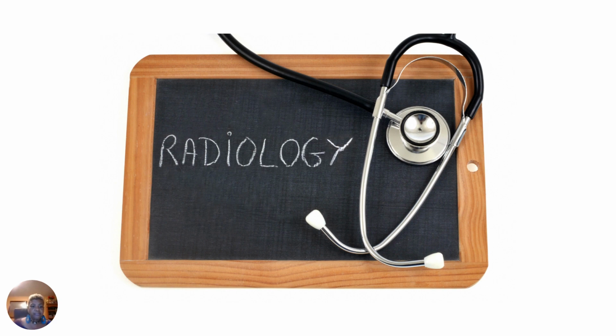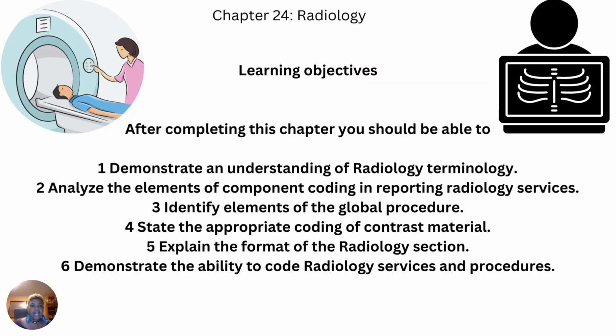Again, radiology. Chapter 24, Radiology. Learning objectives for Chapter 24. After completing this chapter, you will be able to: demonstrate an understanding of radiology terminology, analyze the elements of component coding and reporting radiology services, identify elements of the global procedure, state the appropriate coding of contrast material, explain the format of the radiology section, and demonstrate the ability to code radiology services and procedures.